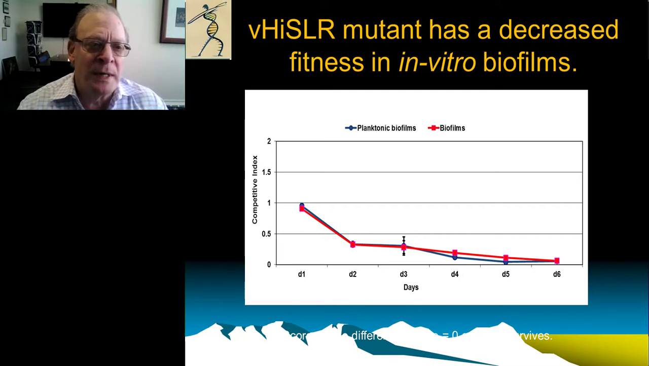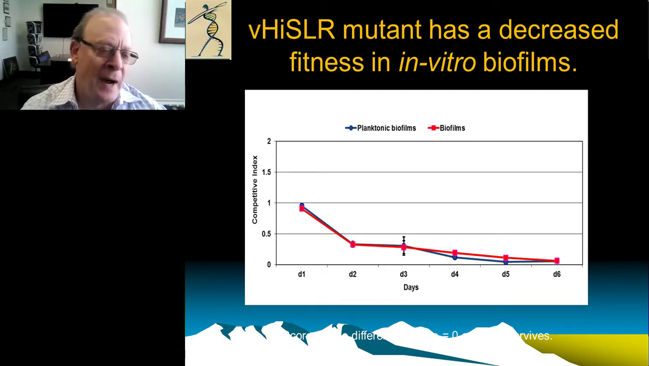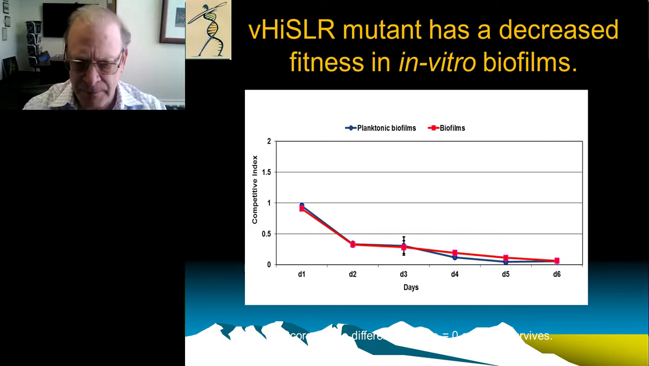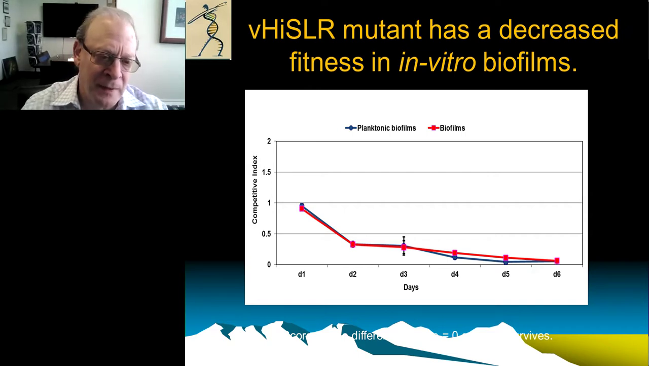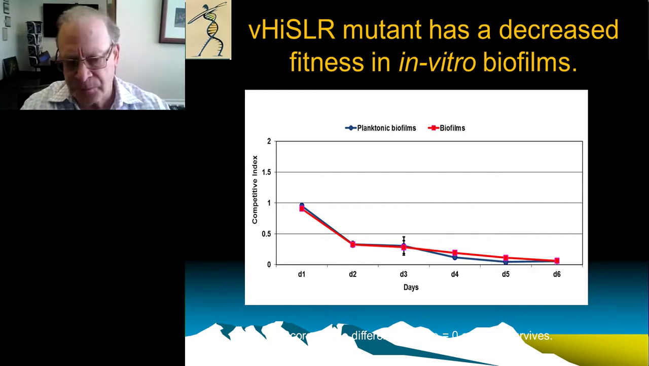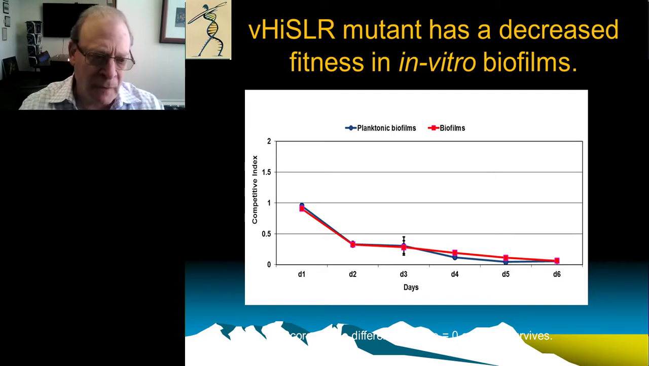And what we showed was that the knockout had greatly decreased fitness in in vitro biofilms. So if on the y-axis here is competitive index, and on the x-axis is days following the start of the experiment, then if the knockout was equal to the wild type, you would expect to see a straight line at a competitive index of 1.